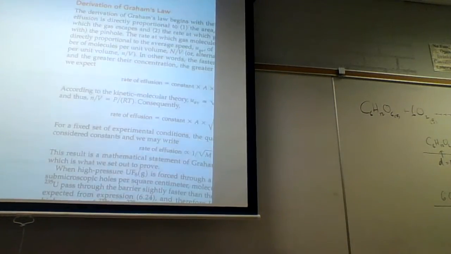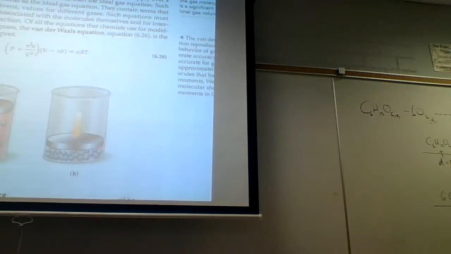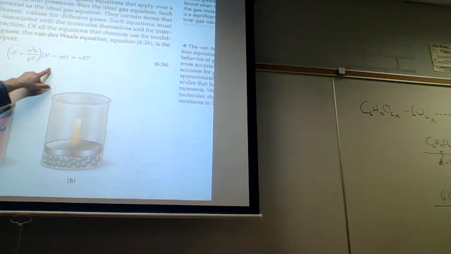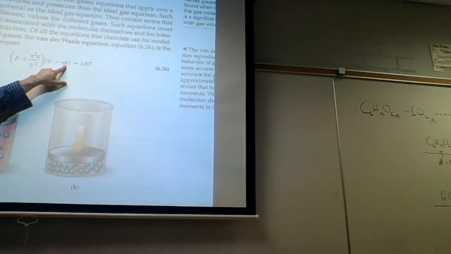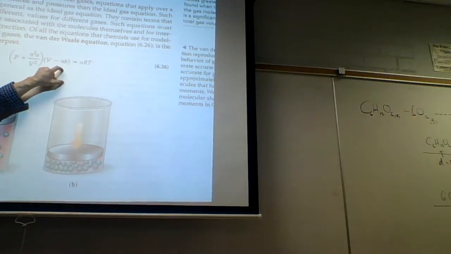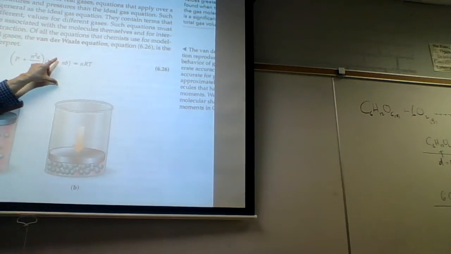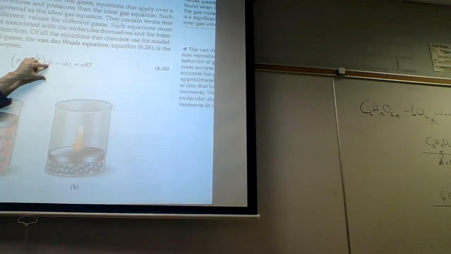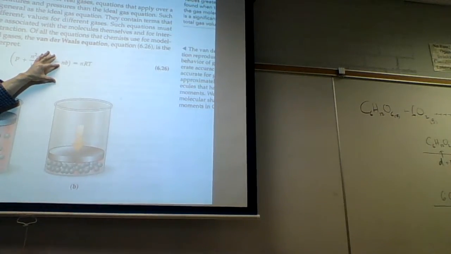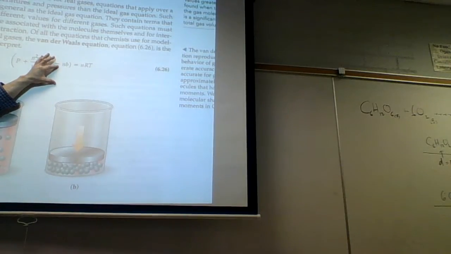But there's two corrections. The second correction is for the volume. And it's n, the moles, times b, the correction factor. As b grows bigger, what happens to the volume? The volume's got to shrink smaller. And so as b, or no, is that right? As b grows bigger, yeah.